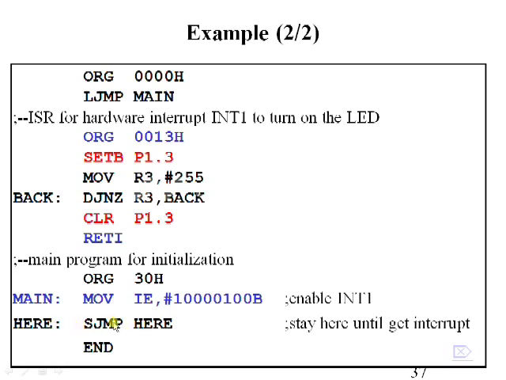As soon as that particular interrupt pin is turned on, an interrupt is generated, then the ISR present in the 0013 location gets executed. Initially we are setting P1.3, which is nothing but the LED connected to P1.3 will be turned on, and then R3 is loaded with 255. Why? Because we have to generate a 1 second delay, and then P1.3 is cleared, and as soon as the processor executes this RETI instruction, the control will move to this particular instruction.